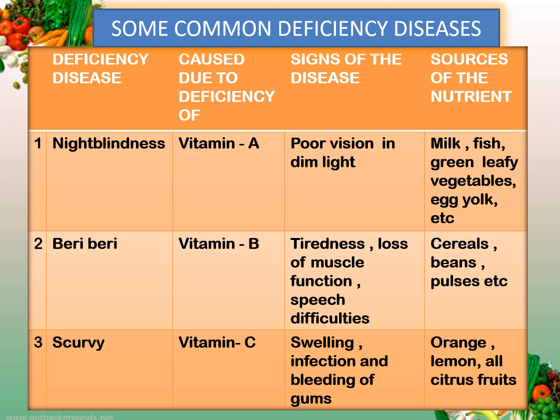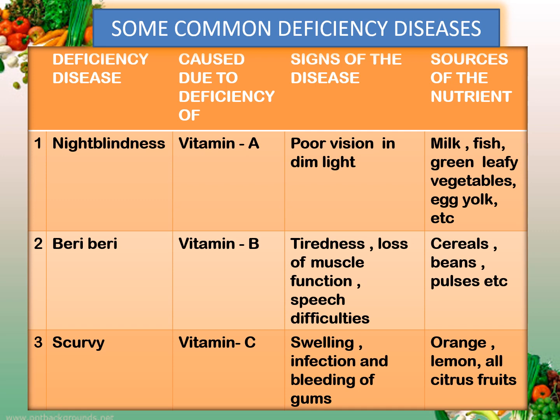So this night blindness is caused in a person if he lacks vitamin A in his body. And the signs of the disease night blindness is poor vision in dim light. That means a person cannot see properly in dim light. And if we see the sources of vitamin A, foods like milk, fish, fresh leafy vegetables, egg yolk, etc. are rich in vitamin A.